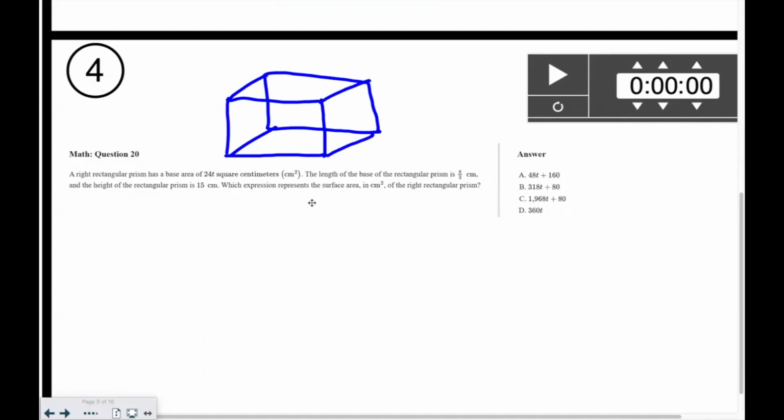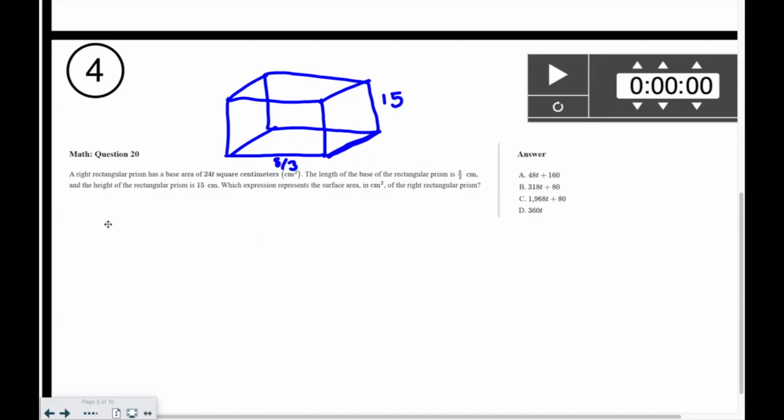Okay, so they tell us that the area of the base is 24t. I'll get to that in a second. The length of the base is 8/3, and the height is 15. What expression represents the surface area? So what we really would like is the width.